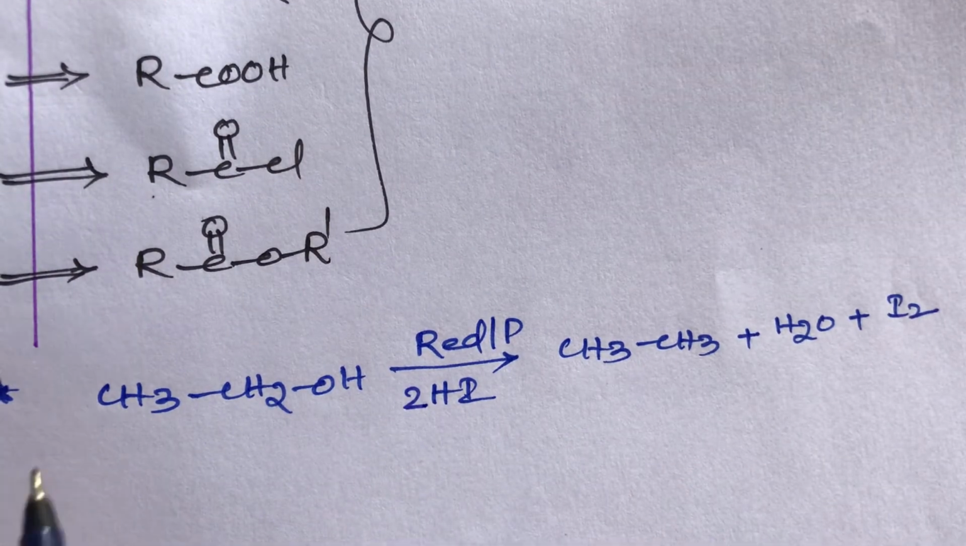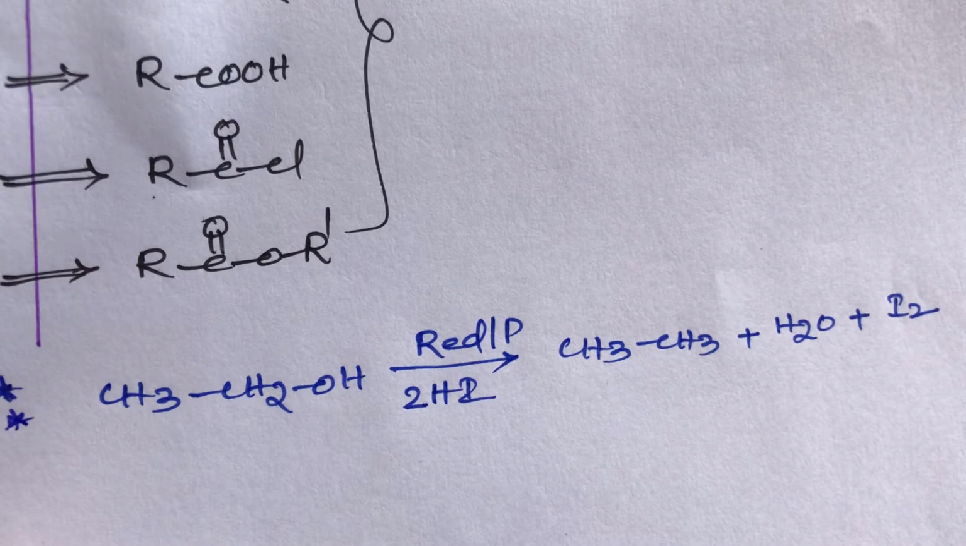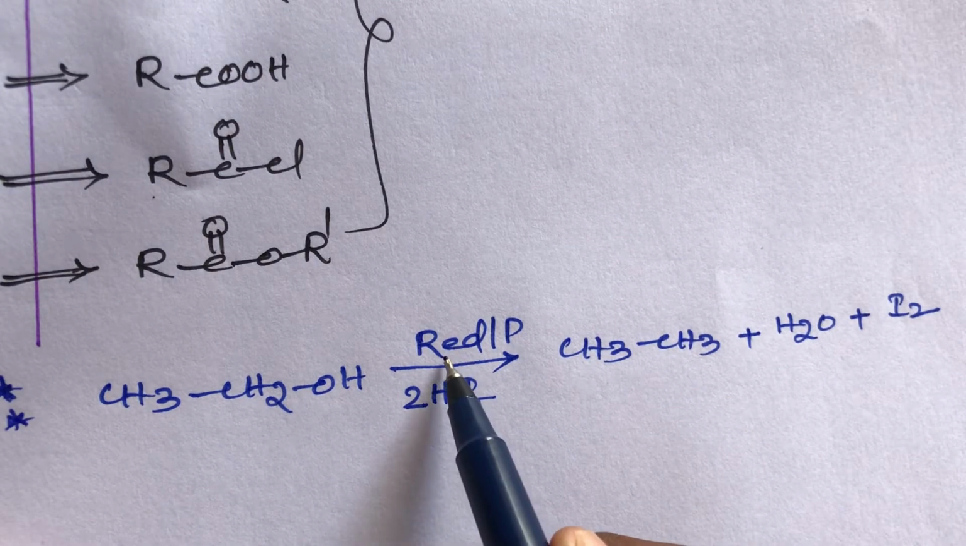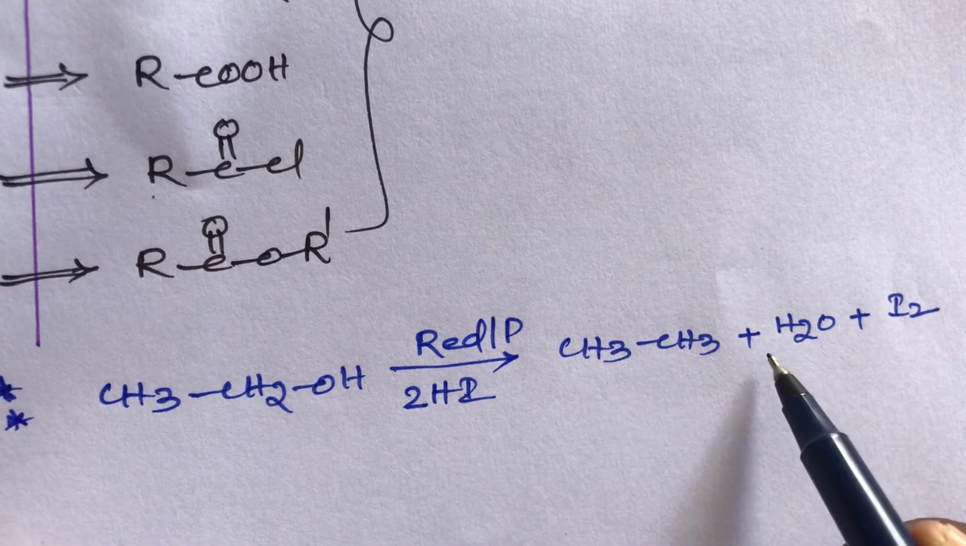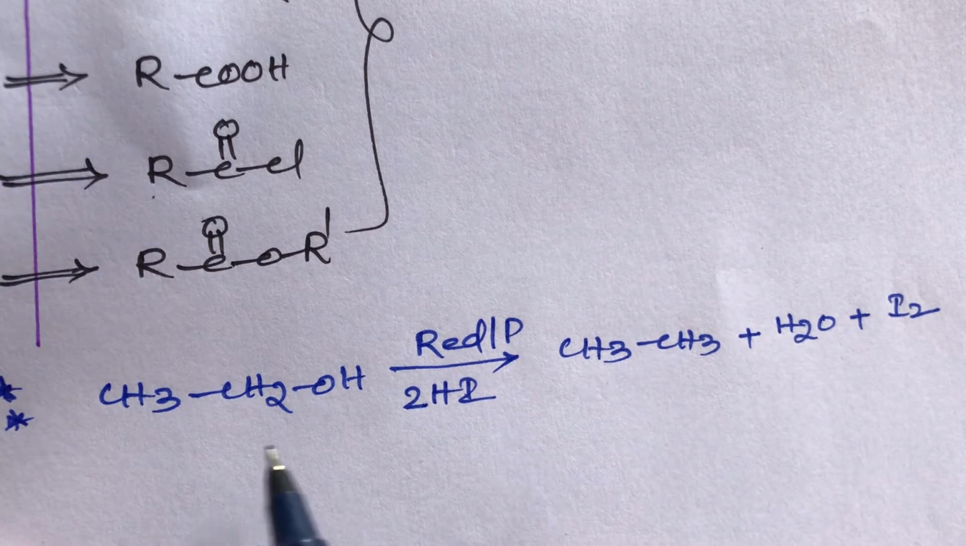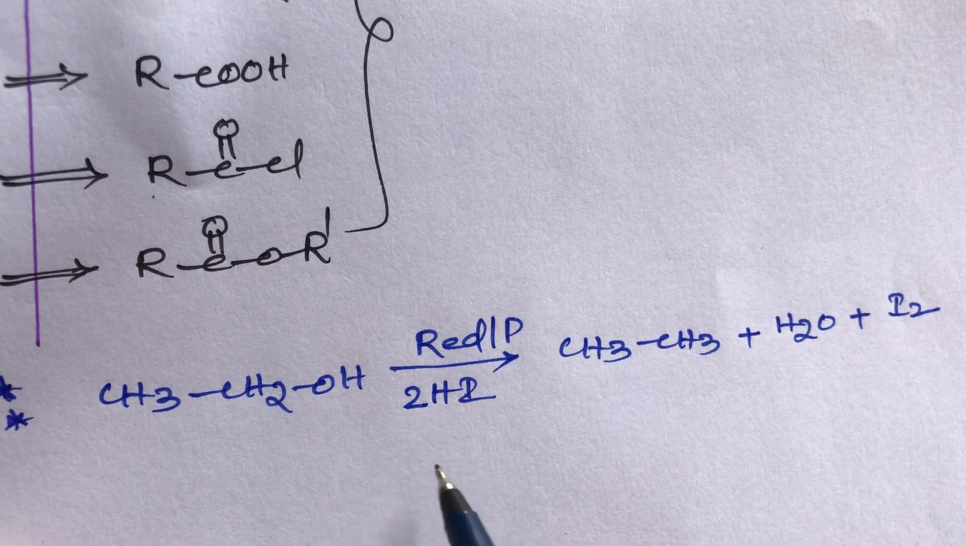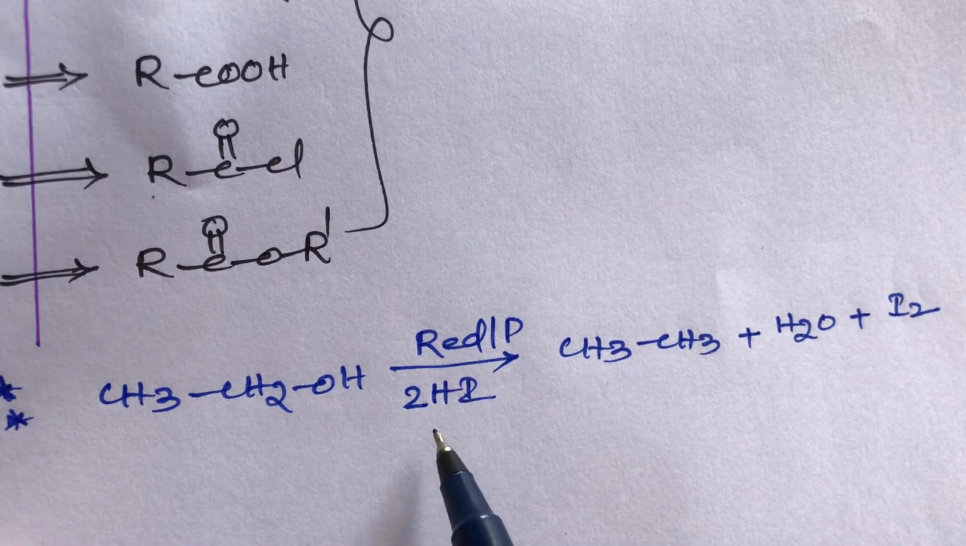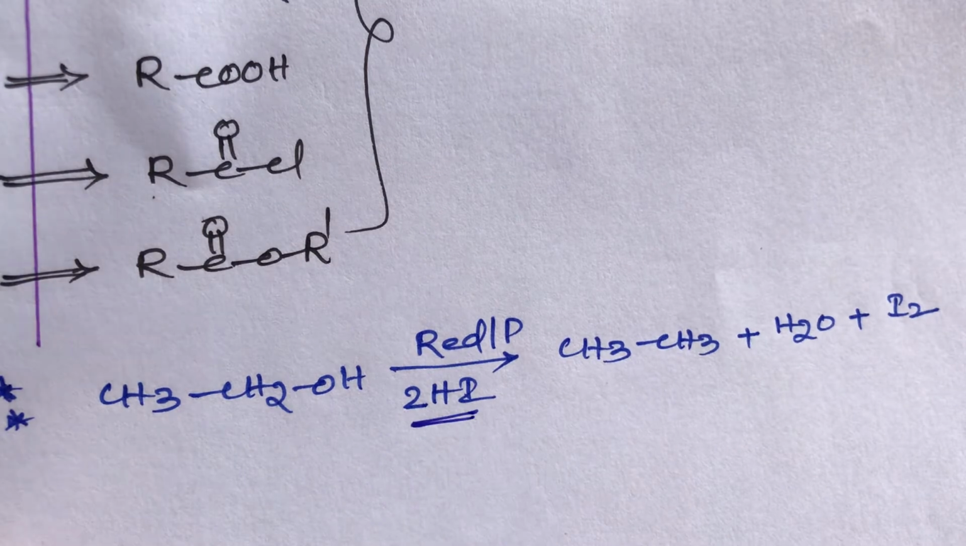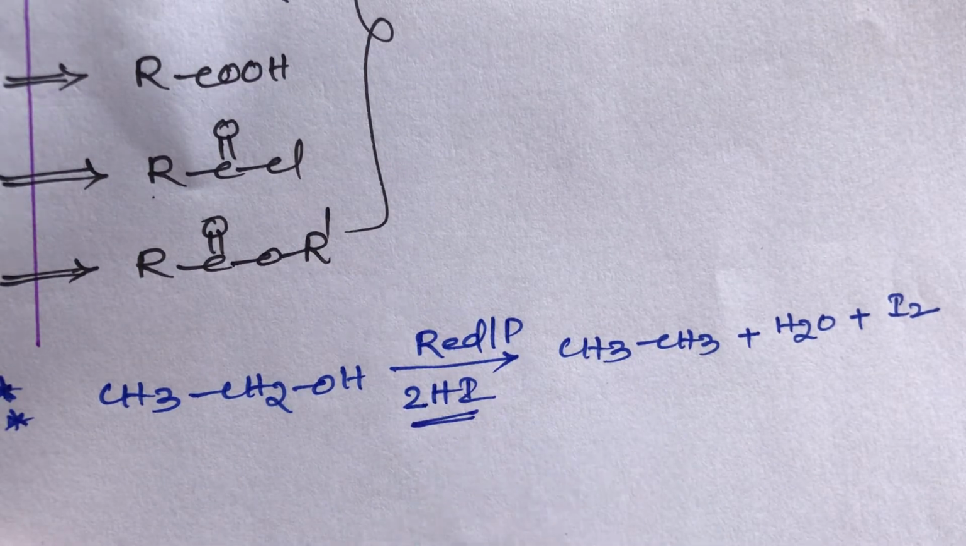It is very important, student. When ethyl alcohol reacts with hydrogen iodide in the presence of red phosphorus, it gives ethane plus water plus I2. So in this reaction, how many moles of hydrogen iodide are involved, student? In this alcohol reaction, only 2 moles of hydrogen iodide are involved. Is the reaction balanced or not?